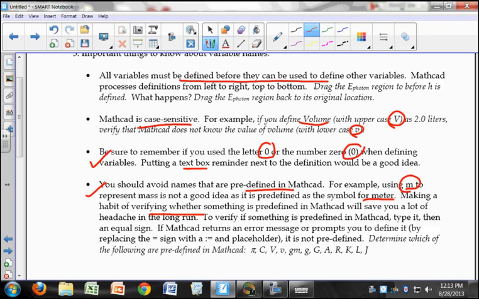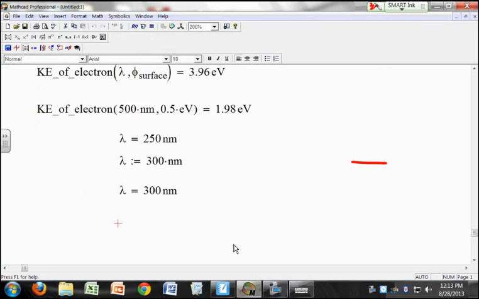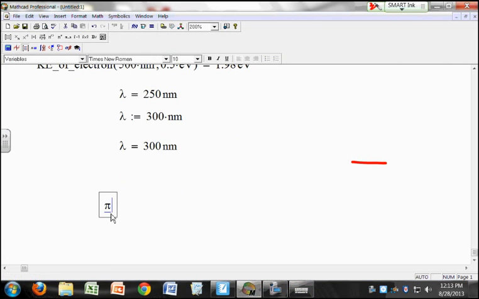To verify if something is predefined in Mathcad, type it and then type an equal sign. If it's predefined, it will give you a value. So for example, if I type pi, Control G, equals, Mathcad knows what it is. I haven't defined it anywhere in this document, but now let me see it. But you can override that definition.